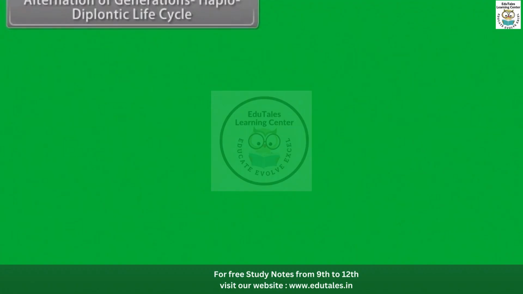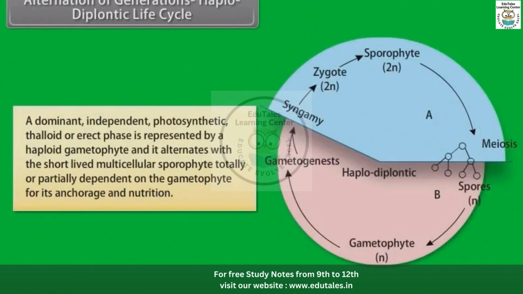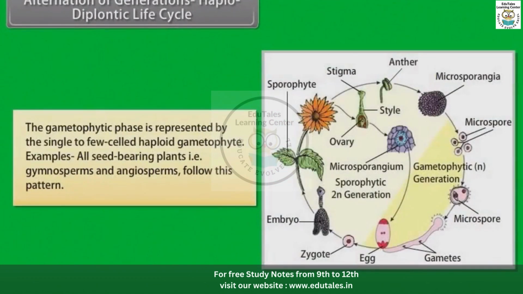Alternation of generations, haplodiplontic life cycle. A dominant, independent, photosynthetic, thalloid or erect phase is represented by a haploid gametophyte, and it alternates with the short-lived multicellular sporophyte totally or partially dependent on the gametophyte for its anchorage and nutrition. The gametophytic phase is represented by the single to few-celled haploid gametophyte. Examples: all seed-bearing plants, that is, Gymnosperms and Angiosperms, follow this pattern.